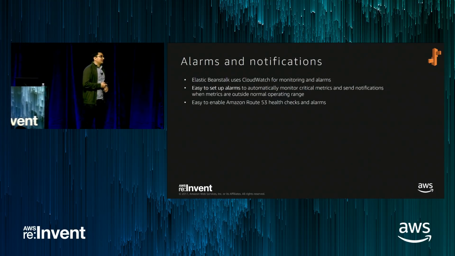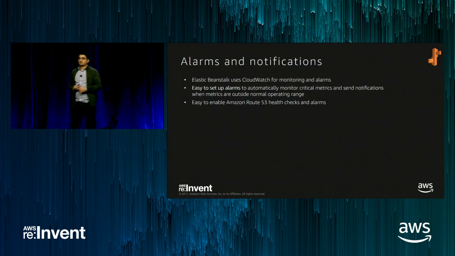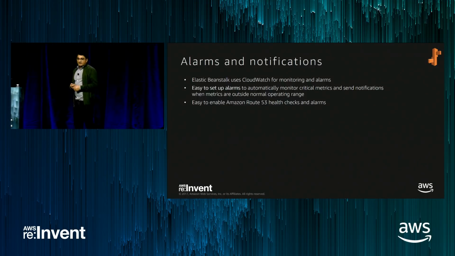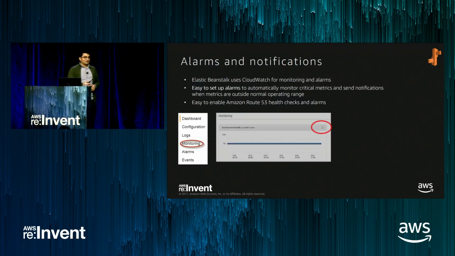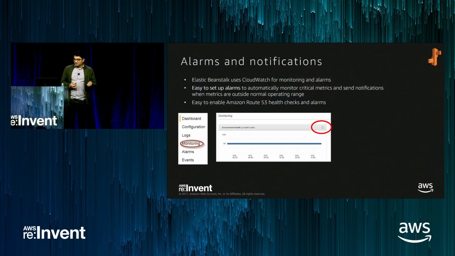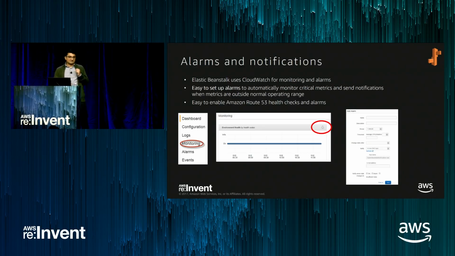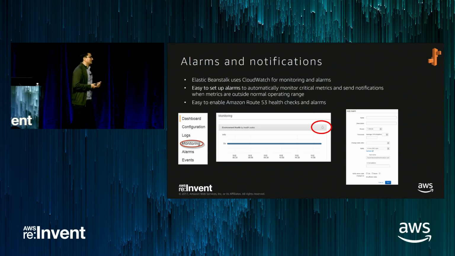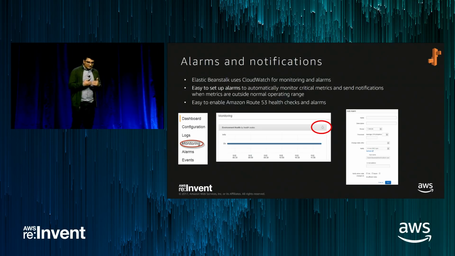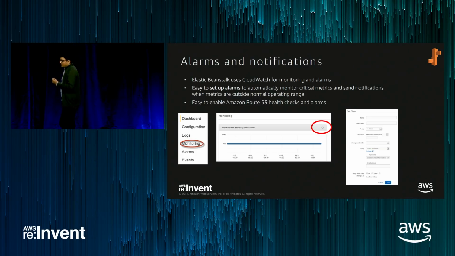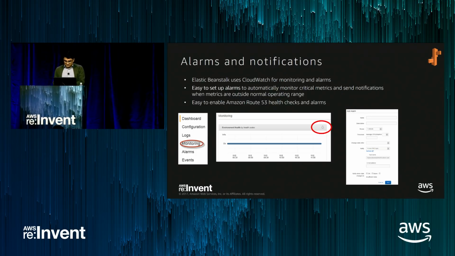In terms of alarms and notifications, Elastic Beanstalk uses CloudWatch. So you can set up CloudWatch with Elastic Beanstalk. All you need to do is go to one of these parameters, click on the bell icon and set an alarm. What this would do is if one of these parameters crosses that threshold, it will send you a notification. Or you can take an action based on the notification.